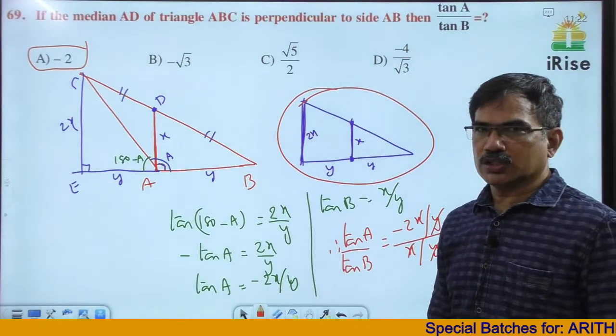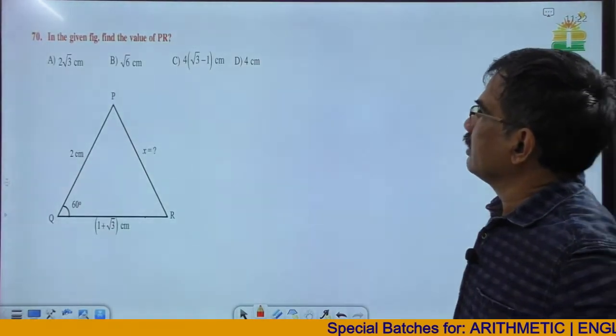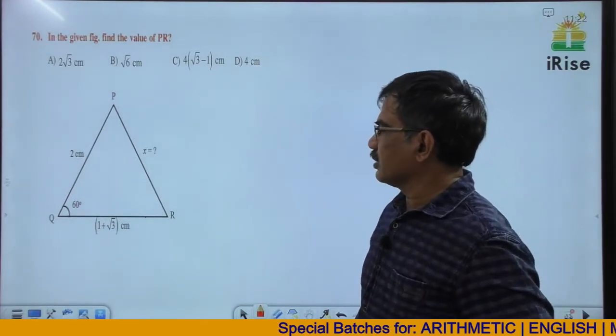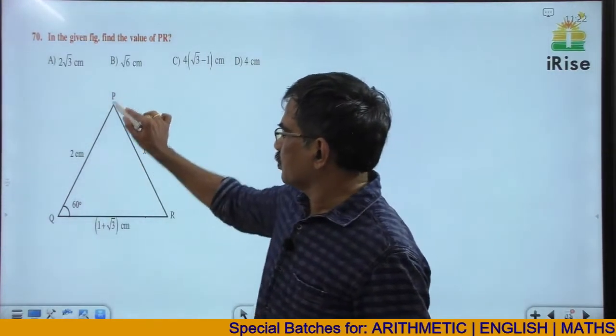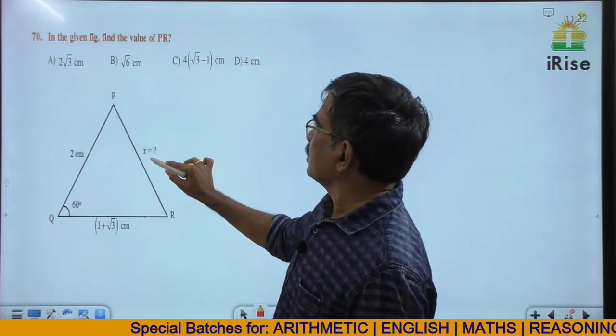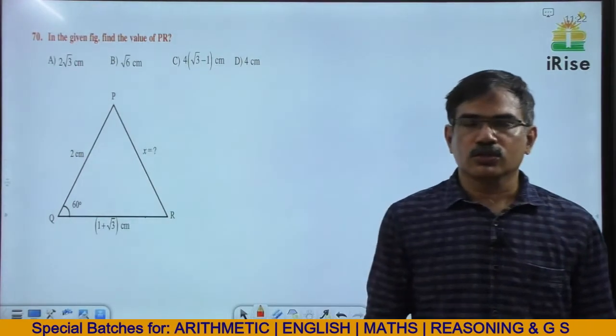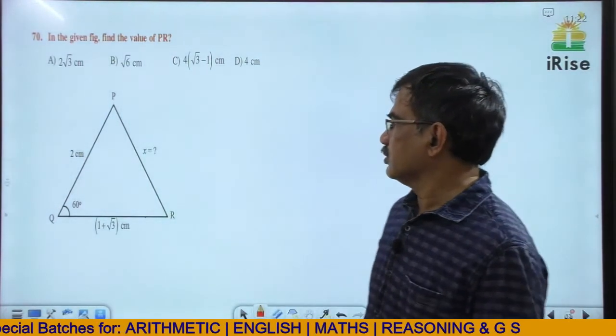Okay, next question. In the given figure, what is the value of PR? Here this is PQ, 2 centimeters, QR is root 3 plus 1 centimeters. This is x given. And this angle is 60. This question is based on the cosine rule.